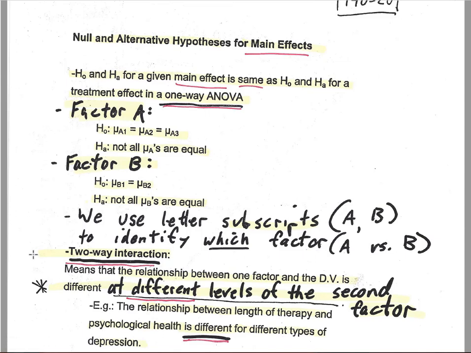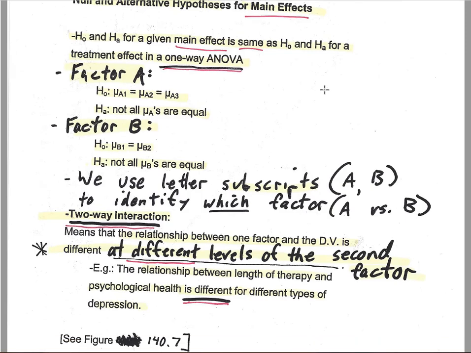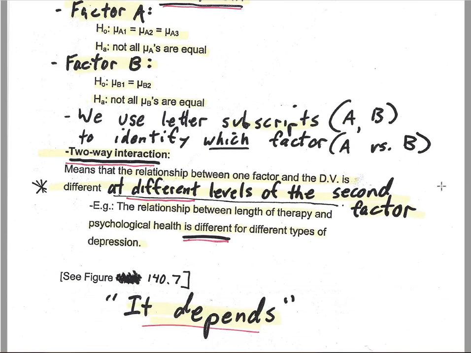Two-way interaction means that the relationship between one factor and the dependent variable is different at different levels of the second factor. In the current investigation, two-way interaction means that the relationship between length of therapy and psychological health is different for different types of depression. Now that's kind of difficult to understand if you get it only in verbal terms. We will see pictures that illustrate the concept of interaction.